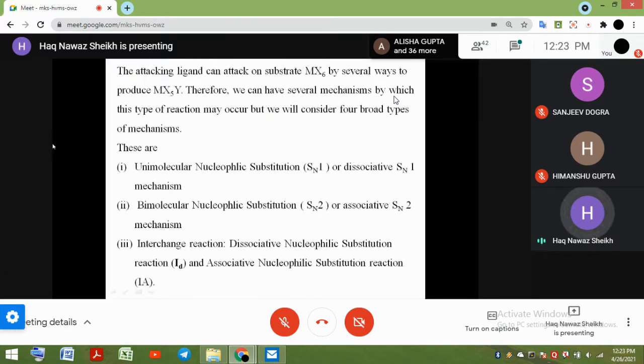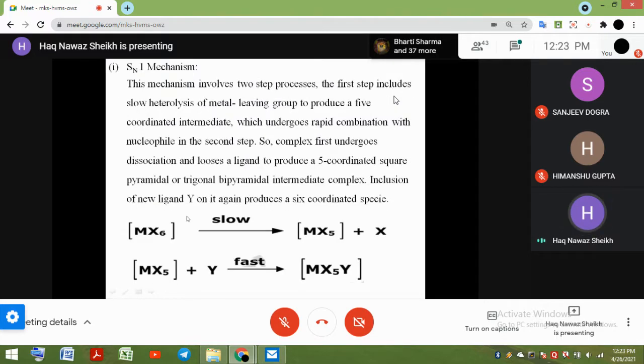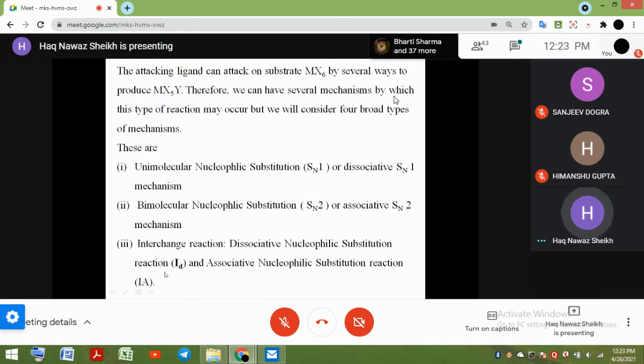So an attacking ligand can attack a substrate in several ways to produce this substituted product. Therefore, we can have several mechanisms by which this type of reaction can occur, but we will consider only four broad types of mechanisms. Unimolecular nucleophilic substitution, SN1, also called dissociative mechanism. Bimolecular nucleophilic substitution, SN2, or associative mechanism. Interchange reaction: dissociative interchange and associative interchange.